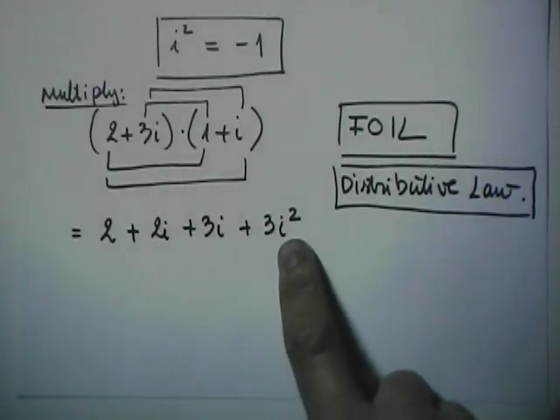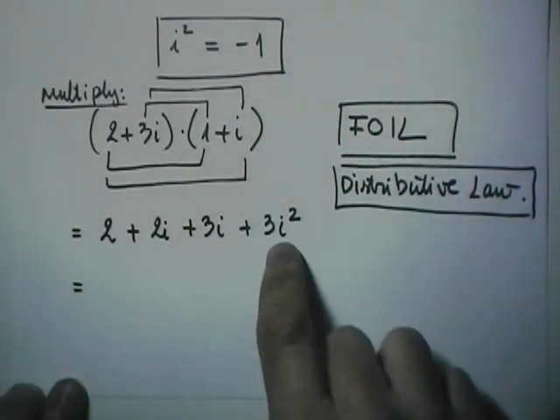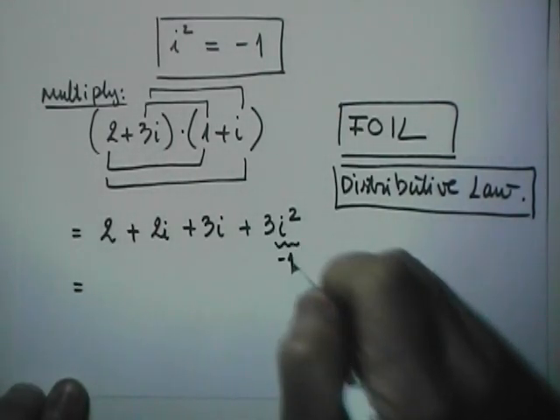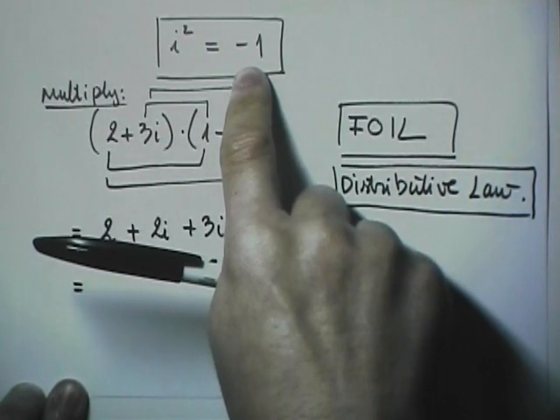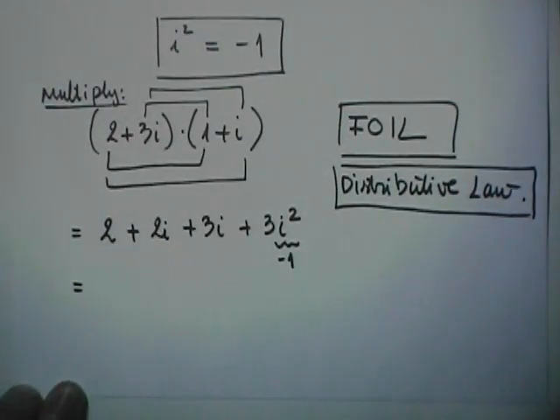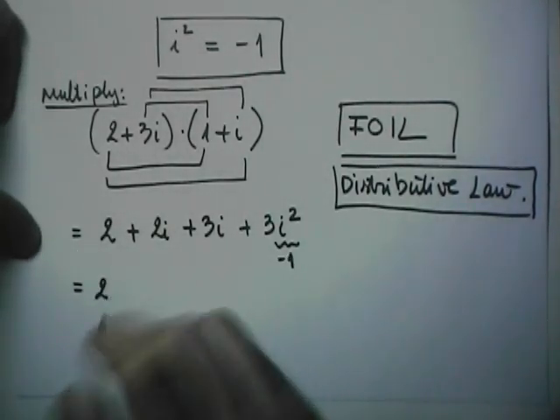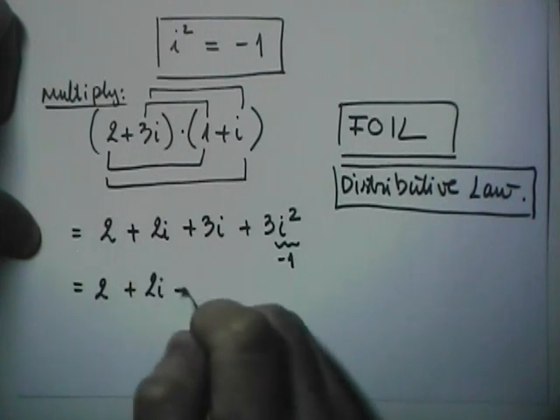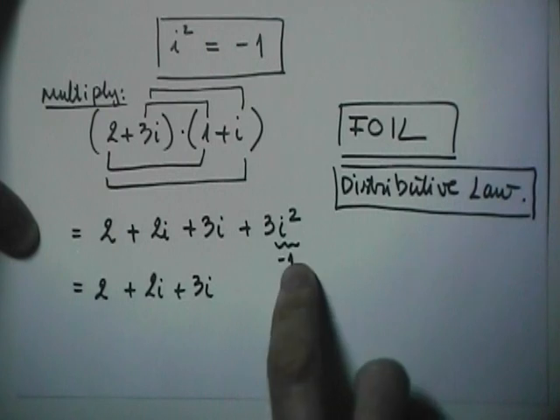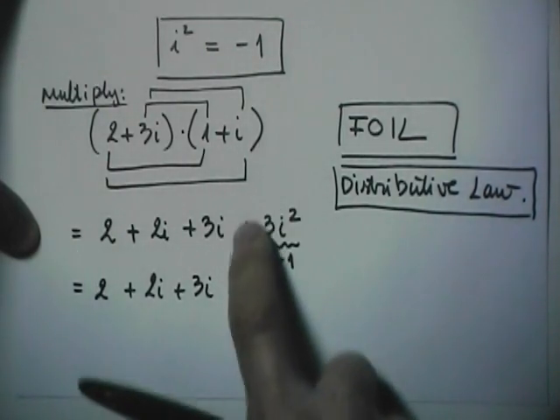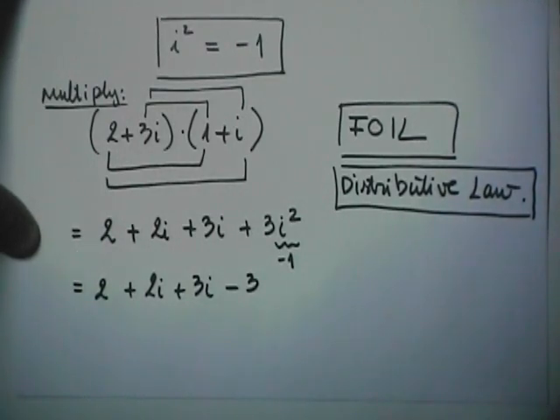This is where I'm going to see that magic i squared right there. And so, what do I know? The i squared is, in fact, -1. We learned that just earlier, before we got into some serious multiplication. And so our problem at this point turns into 2 + 2i + 3i, but for the last term I'm going to substitute -1 for i squared. So altogether, that becomes -3. You see how magic that is?